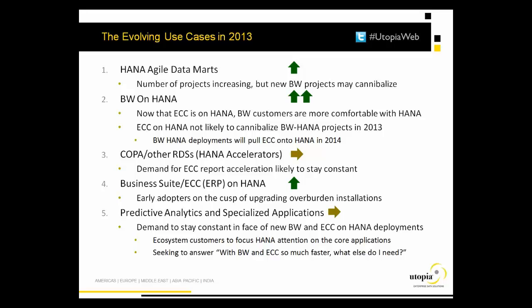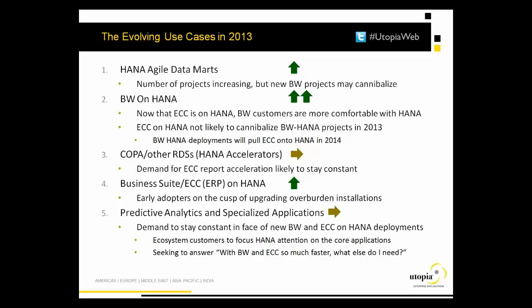The last evolving use case, I think, is predictive analytics and specialized applications. I think the number of those projects is going to stay relatively the same in 2013, only because the more people that put BW on HANA or ECC on HANA or move the HANA agile data marts onto HANA, they kind of take away some of the impetus for those specialized applications. And so it's going to be give or take here.